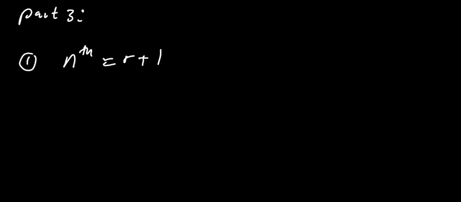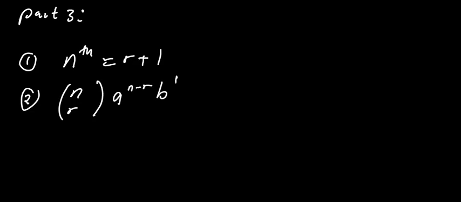You can find any term in an expansion without actually expanding your expression. That's what we call the nth term. Then number 2, we can get it using this formula, n minus r, then b r. This is basically what we have.